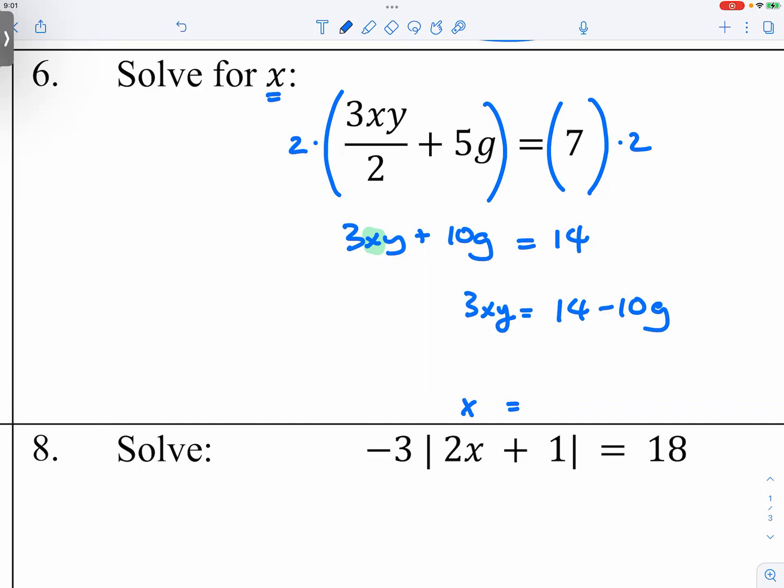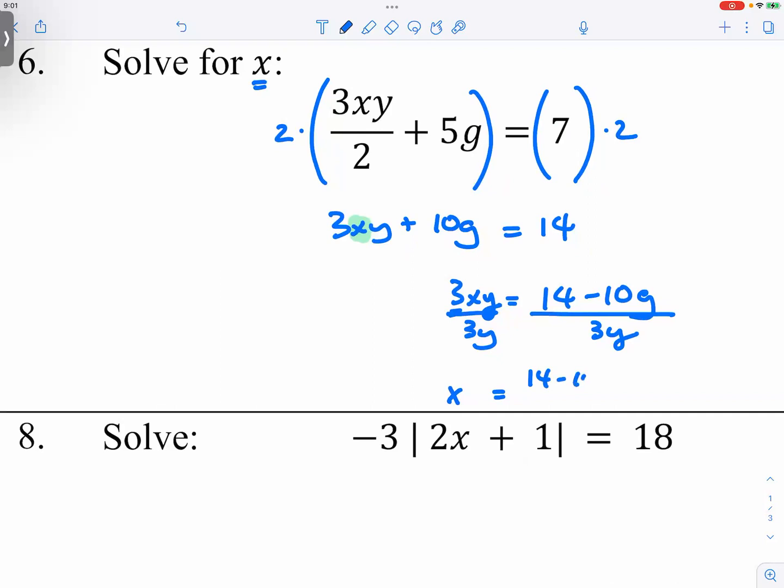Now, the analogy is like this. Think about this. It's winter time, you have lots of layers on your body. When you go home, what do you do? You take off your jacket first, right? And then you take off your sweater. So you always go from the farthest away from the x, which is 10g right here, and then you work your way to the x. So now, you want to get rid of 3 and y, you will divide by 3y. And that's it.